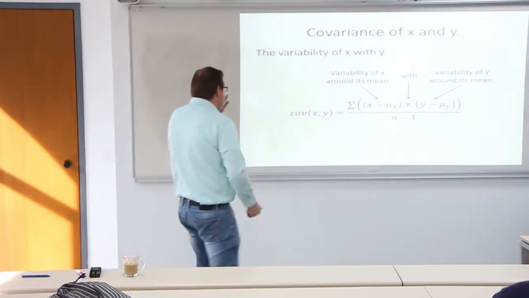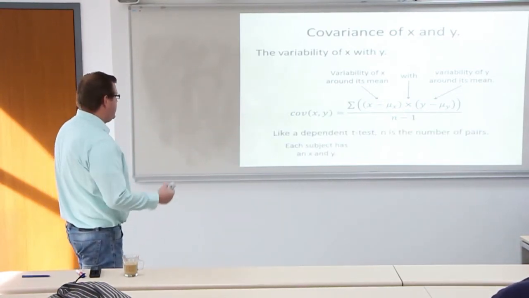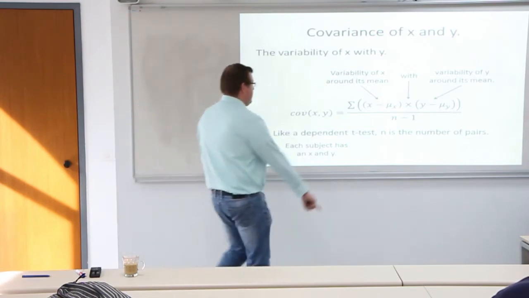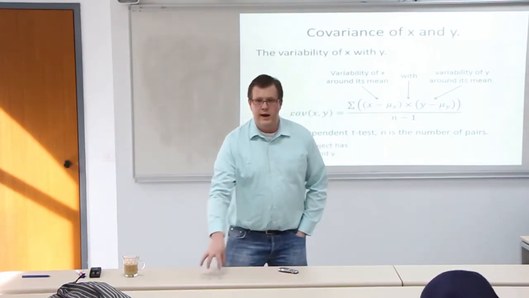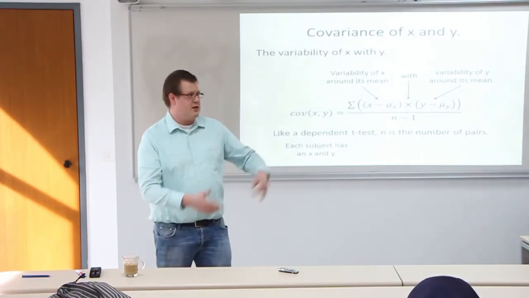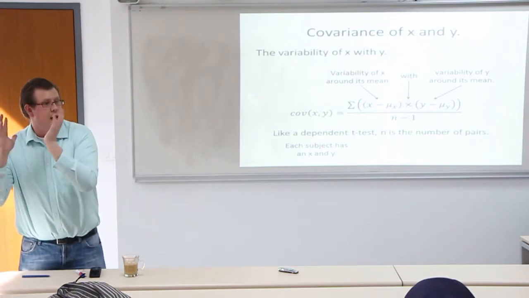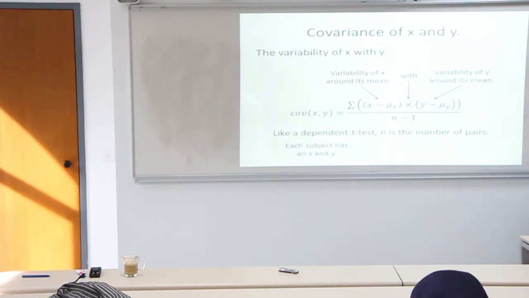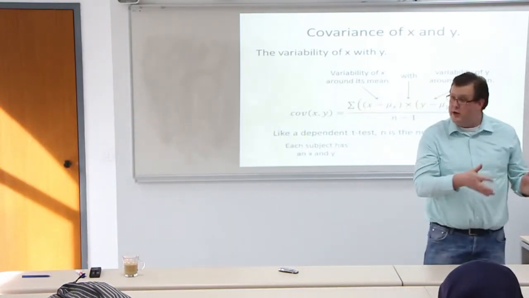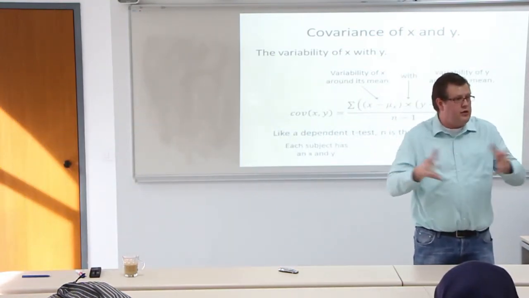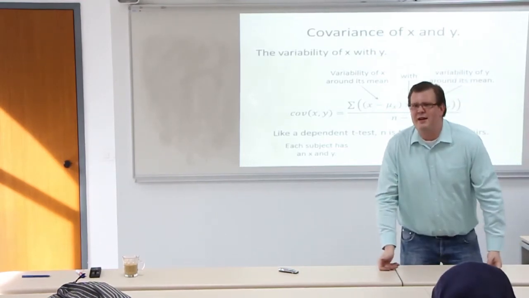Okay, so here we have the covariance of x and y. Like a dependent t-test, here n is the number of pairs. You have one x value, one y value. So someone said it earlier, I'm going to measure how much she slept and get her test score. I have pairs of these things. They go together, right? It wouldn't make sense for me to do something else.